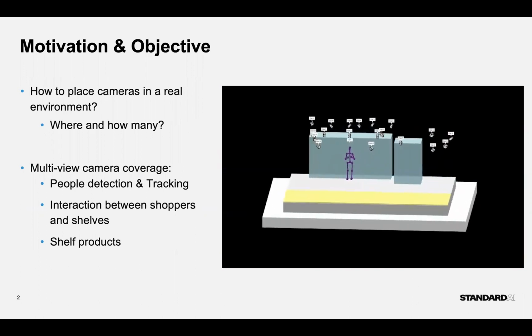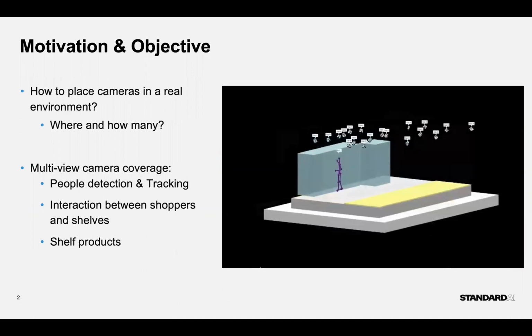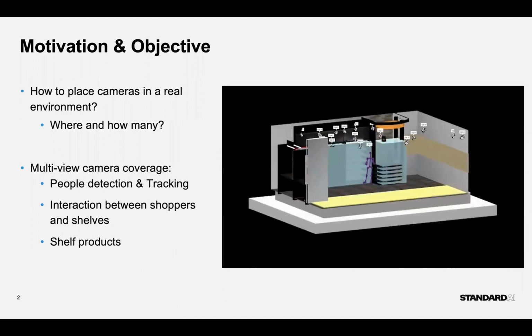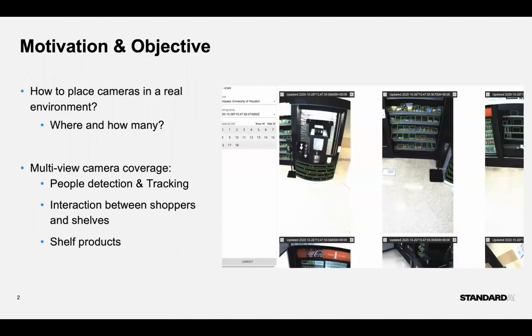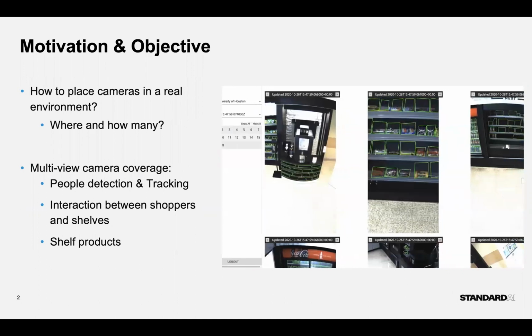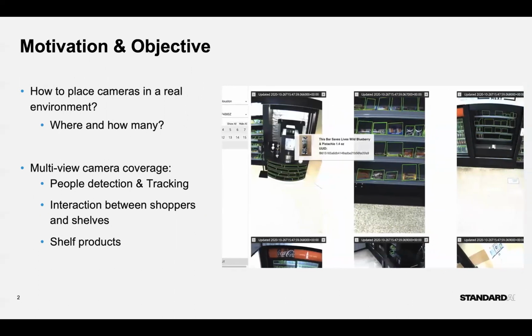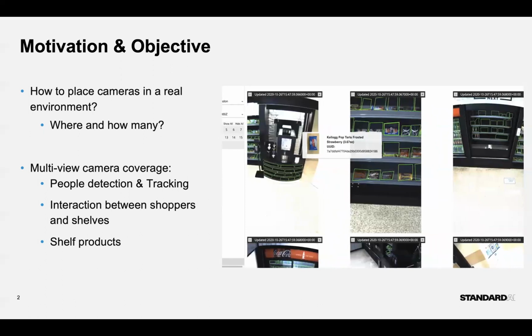These underlying tracking and detection functionalities are heavily reliant on efficient camera placement to ensure unoccluded views and complete coverage of the store environment. Thus, the objective of this work is to develop an optimization framework for camera placement, which can ensure that the underlying systems and functionalities can operate with high accuracy.